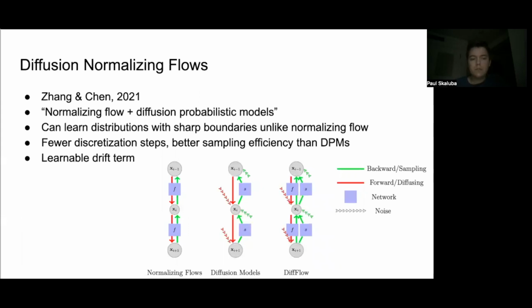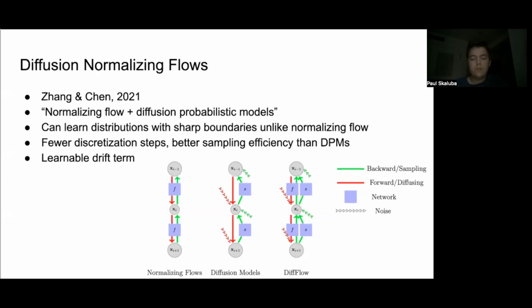Diffusion normalizing flows is a concept introduced in 2021, which essentially, by a certain choice of coefficients, mixes normalizing flows and diffusion probabilistic models. As you can see in this diagram, in normalizing flows, you have a function that's invertible, and you have a forward and a backward step between time steps, while for diffusion models, we have a set diffusion process that moves forward, and we are learning the backward process.